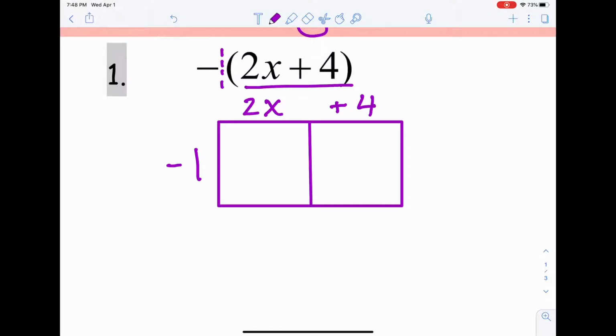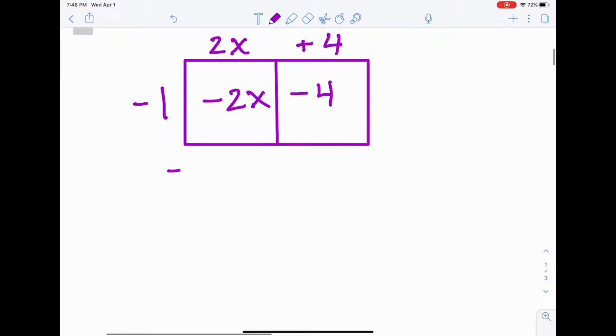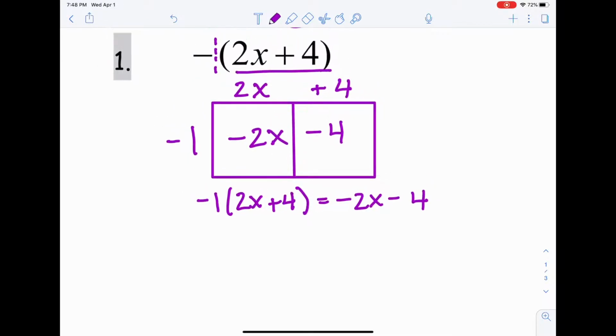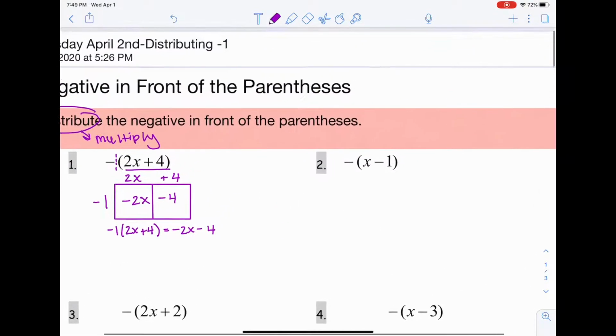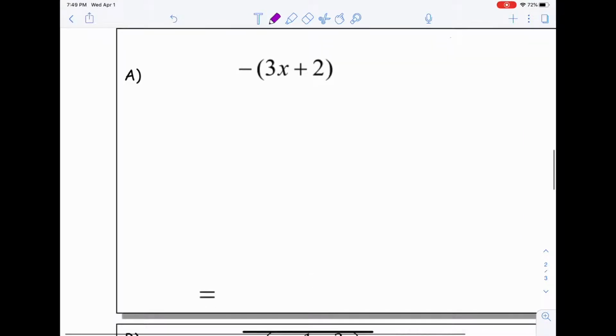Alright, so -1 times 2x is -2x. -1 times 4 is -4. So your final answer should have been -1 times 2x plus 4 equals -2x minus 4. Okay, and there you have it. And that's what you're actually going to do for the rest of these problems. But I do want to go over a little bit more practice problems with you guys, or if you feel already comfortable, you can go ahead and get started.